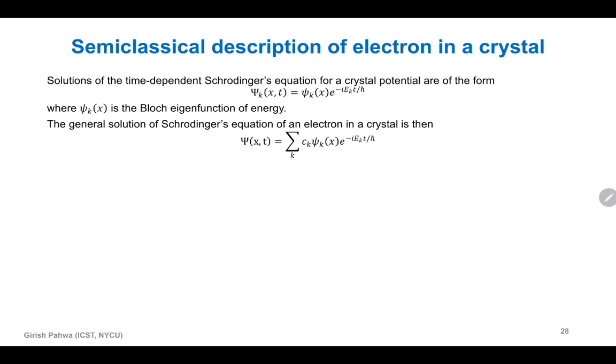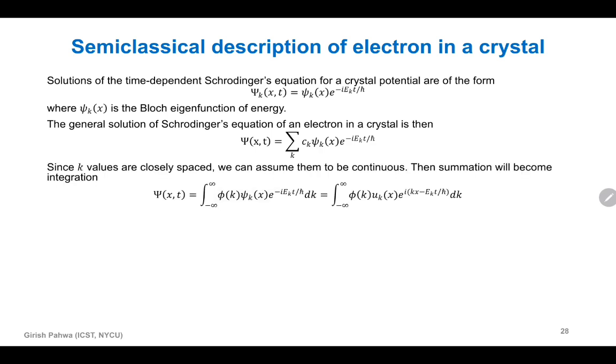Now, because these k values are very closely spaced, the spacing is 2 pi by capital L. Capital L is the dimension of the crystal, so 2 pi by L will be a small number because L is large. So what will happen? This summation can be converted into an integration because the k values are very closely spaced. The summation will become almost continuous and will become an integration.